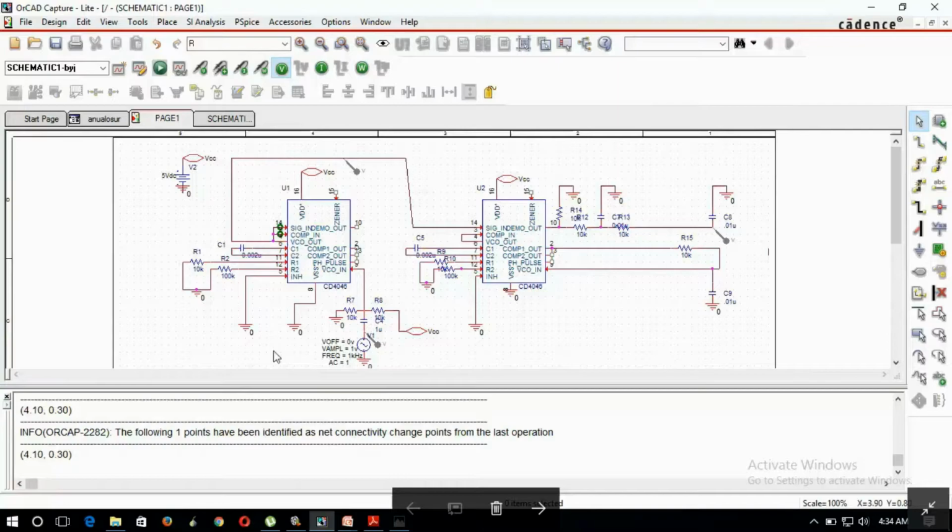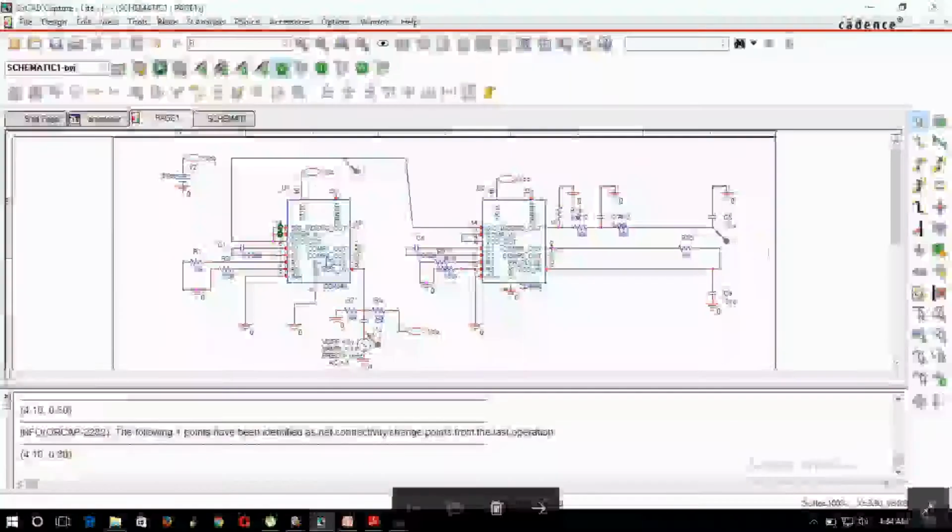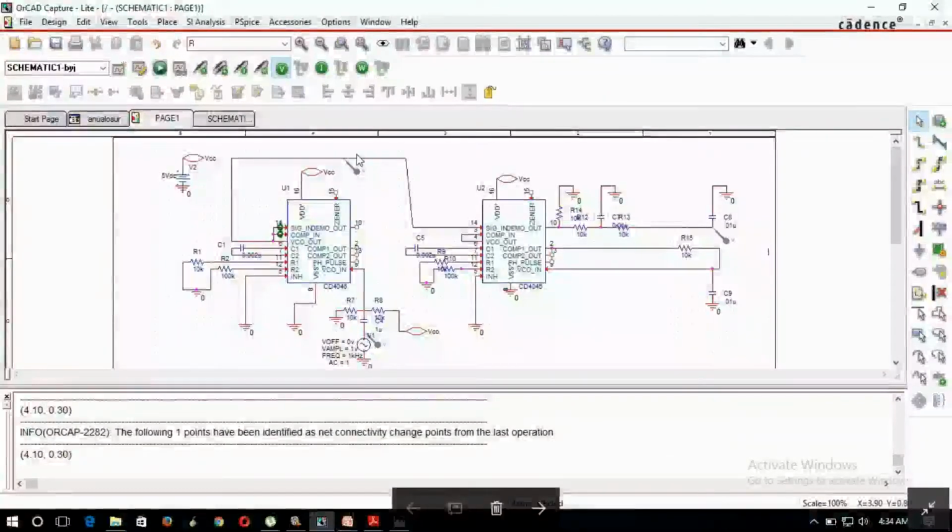This is the schematic of our project. Here these two ICs are CD4046, whose footprint is of type DIP16. So for demodulation, as we need a modulated signal, we first generate the FM signal using the same IC, CD4046, whose input is an AC signal of amplitude 1 volt and frequency 1 kHz.